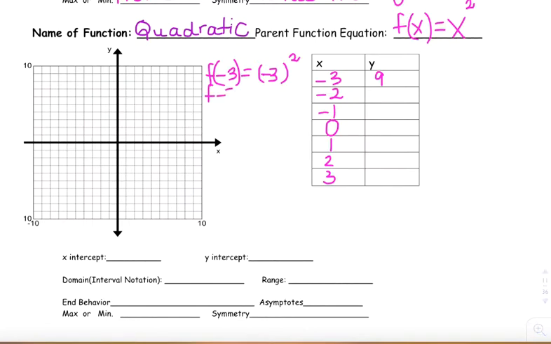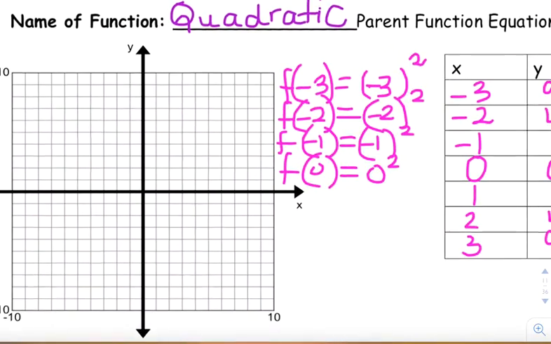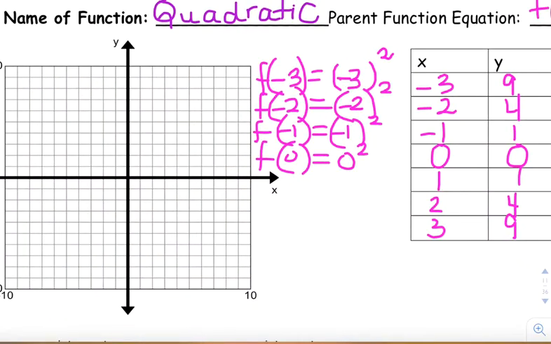We would proceed in the same manner. That'd be positive 4. One. 0 squared is 0. And then so on, we would get 1, 4, and 9. Let's carefully graph these values. So we have 0, 0, 1, 1, 2, 4, and 3, 9.